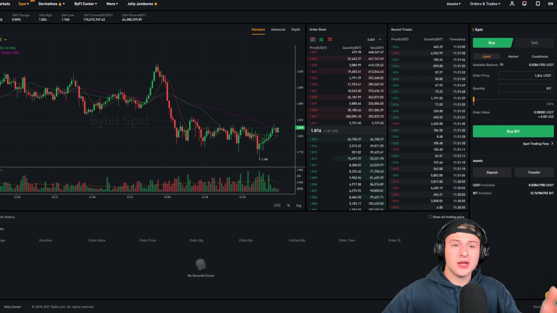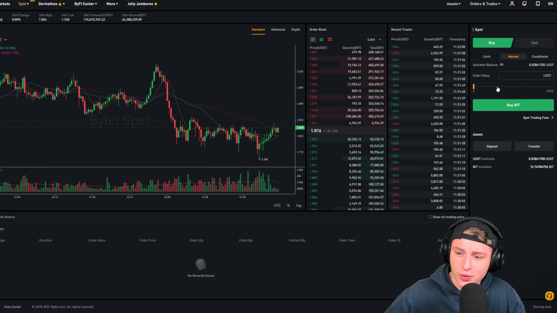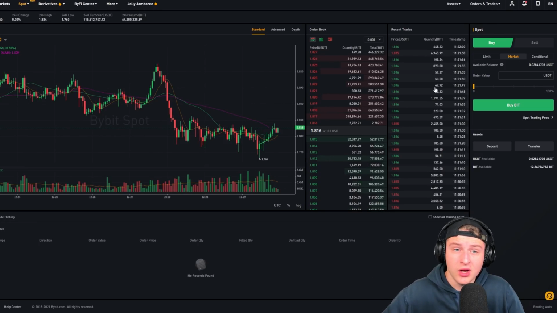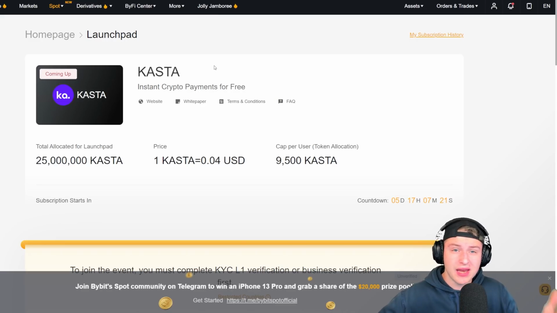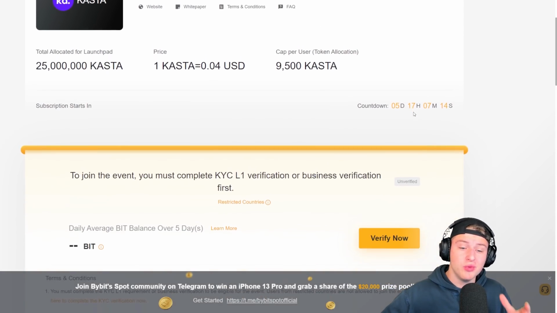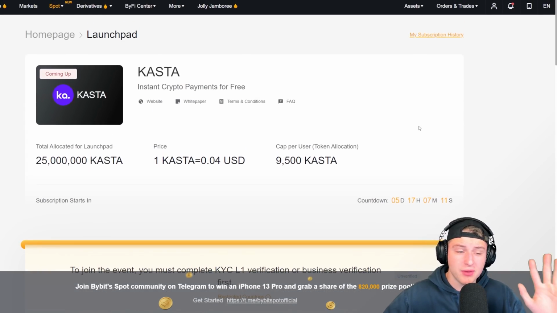You can right now see on the right side of your screen a buy and sell for spot, and of course you select market or limit, whatever you feel comfortable with, and you buy the certain amount of BitDAO tokens you want for your commitment towards the launch pool. As soon as you have BitDAO tokens in your spot account, you have to wait a little bit longer, because in 17 hours from now you will be able to commit your tokens here and lock them for the coming 5 days to get your allocation for KASTA.